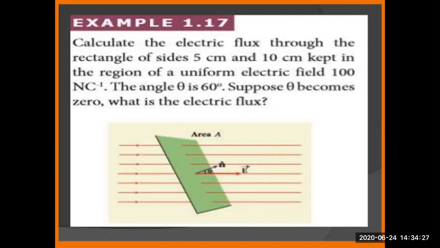We will use the formula EA cos theta. One thing is that when the angle is 60 and when you are making it 0, what is the electric flux? When it is 0, this tilted inclination will become perpendicular, and you will get cosine 0, the absolute value, that is the greatest value, which is 1. Cosine theta is 1, so you will get the maximum flux. Now you can use a calculator, put the cosine of 60, and you will get the answer.